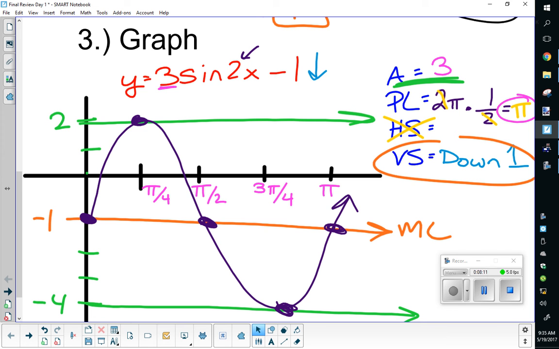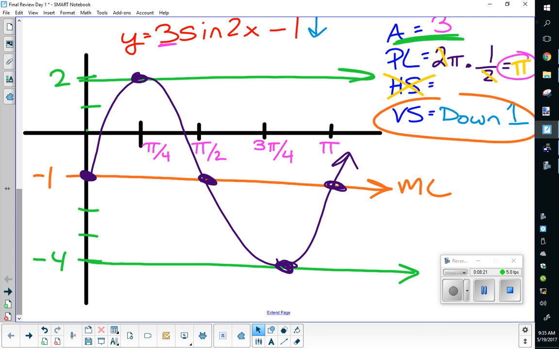Where does cosine start? Cosine's at the top. We start in the middle, up, middle, bottom, middle. Is that it? Yep, that's it. All right.